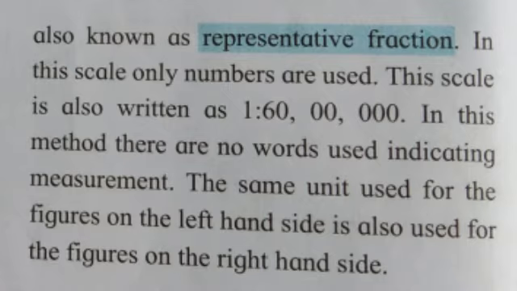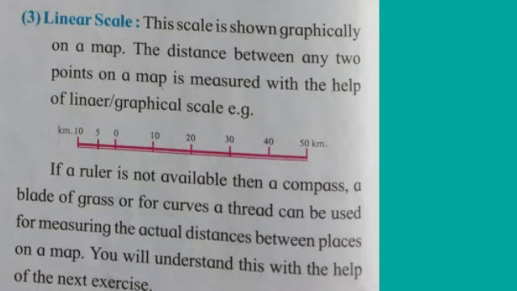It is also known as representative fraction. In this scale, only numbers are used. This scale is also written as 1 ratio 60 lakh. In this method, there are no words used indicating measurement. The same unit used for the figure on the left hand side is also used for the figures on the right hand side. Third type of map scale is linear scale or graphical scale.